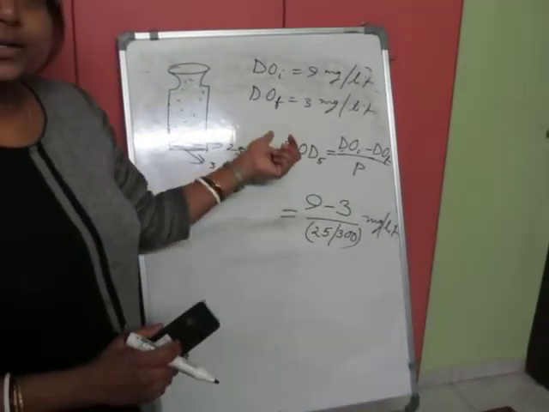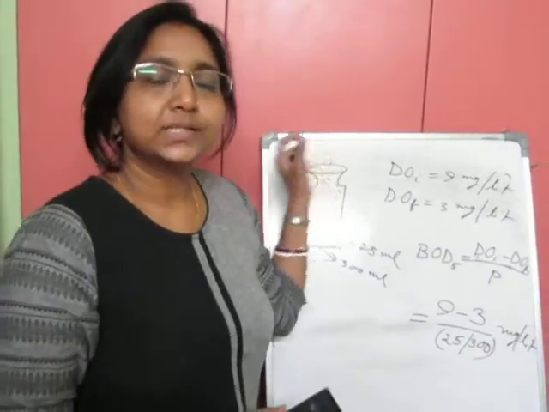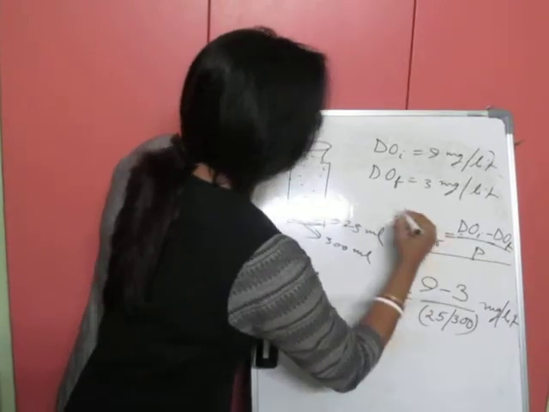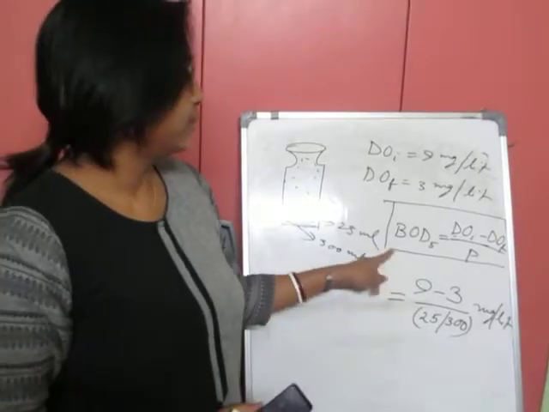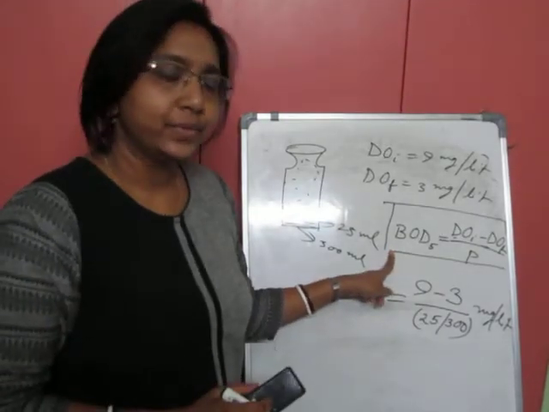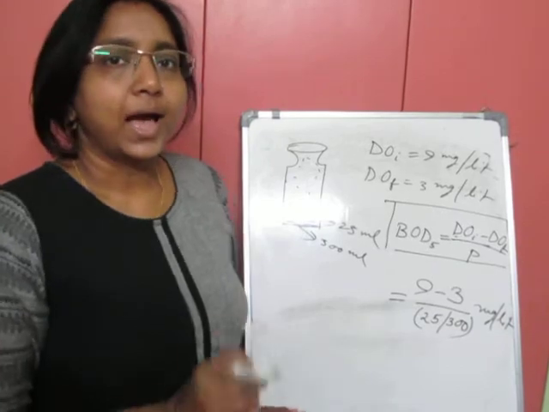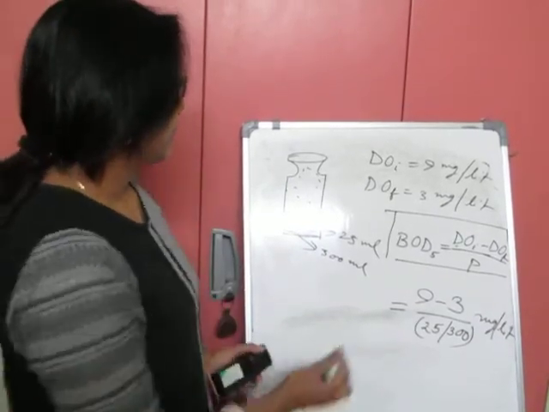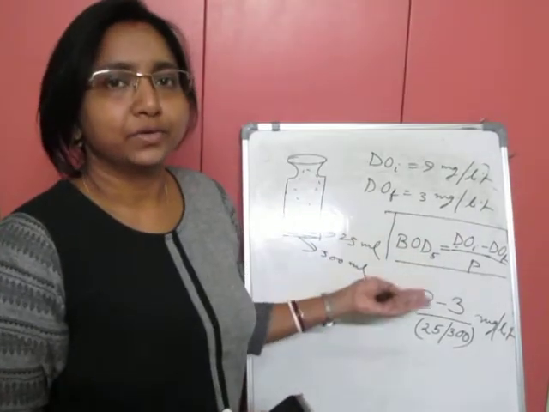Okay, so you have learnt to do the very simple BOD formula. Remember this equation, it is a very important equation: BOD is equal to DOI minus DOF divided by P. That is the simple BOD formula. Now I am going to tell you about the modified BOD formula.